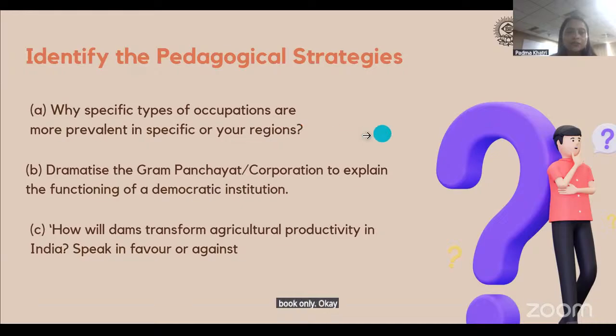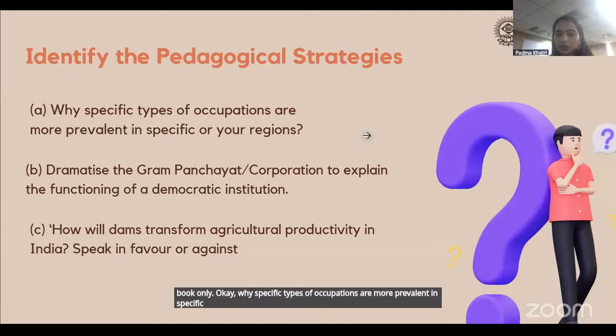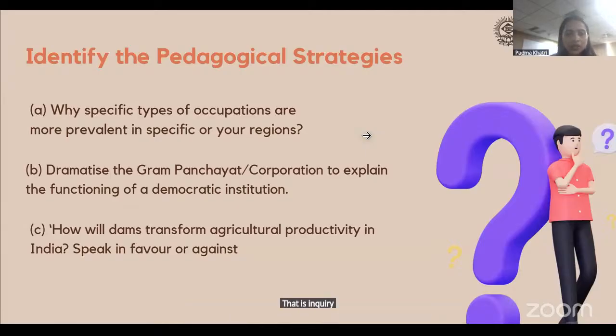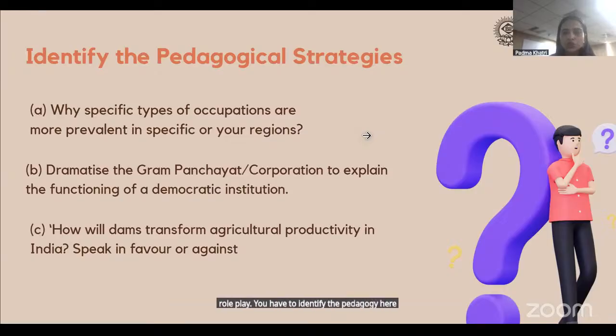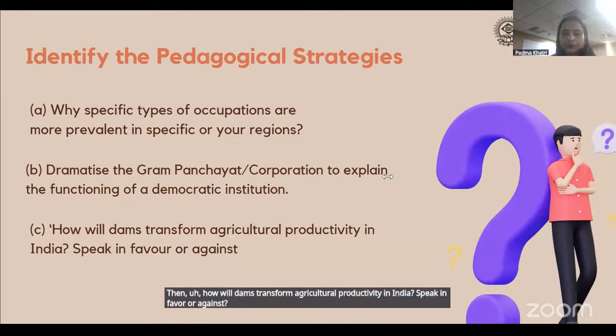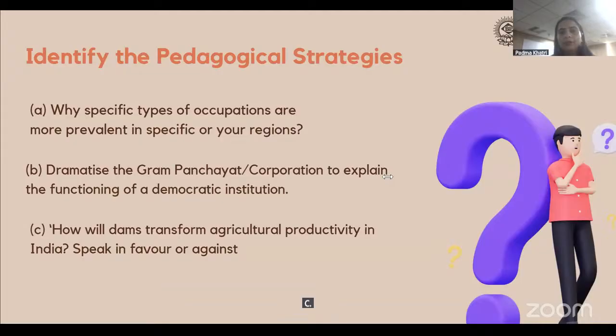Why are specific types of occupations more prevalent in your region? That is inquiry based. Dramatize survey, okay, correct. Dramatize the Gram Panchayat Corporation to explain the functioning of a democratic institution. That will be your B. Role play. You have to identify the pedagogy here. Yes, dramatization or role play. Then how will dams transform agricultural productivity in India? Speak in favor or against? C. Debate. That will be your debate. Correct.